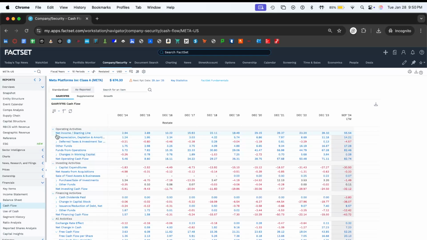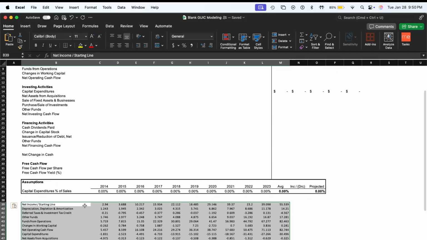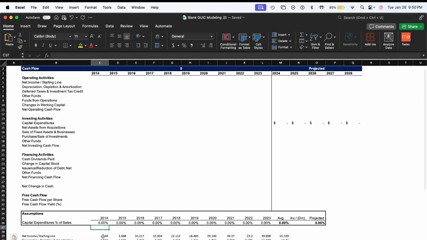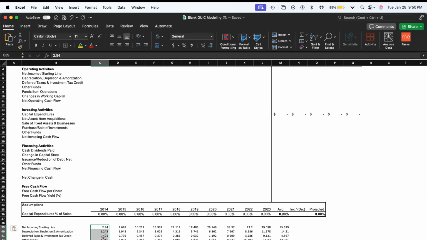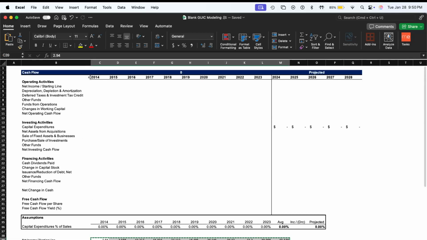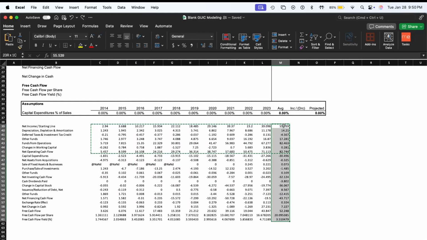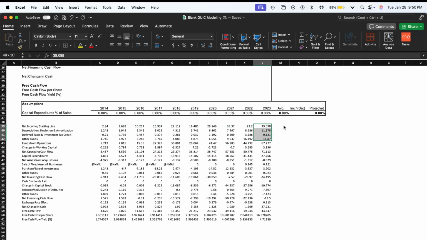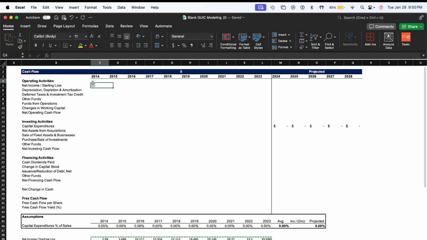Kind of know the drill by now. This one should hopefully be pretty quick. Let's see. Net income, depreciation, deferred tax, other funds, funds from ops, working capital change. Awesome. So we can copy paste this whole section. Oh, that's right. They included this year. I honestly just delete it because it's kind of easy to mess up otherwise. But if you go over this line, you know you messed up.